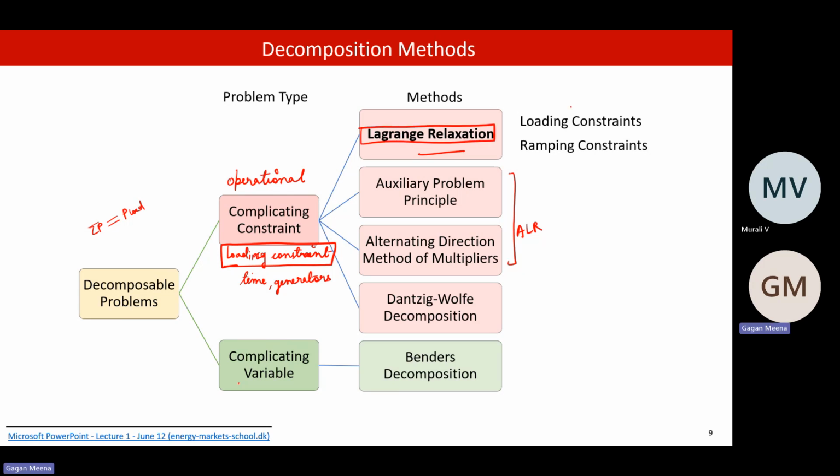So the problem which we discuss has a complicating constraint, here the loading constraint. We didn't consider the ramping constraint in the formulation, but that can also be considered, and that is another constraint which complicates the problem. We will see why it's called a relaxation.